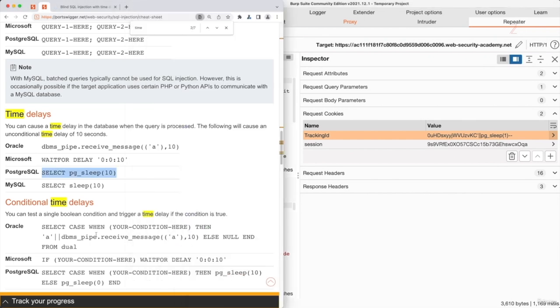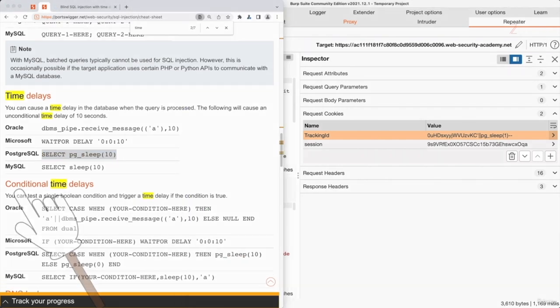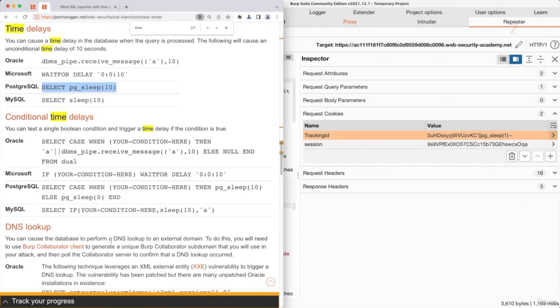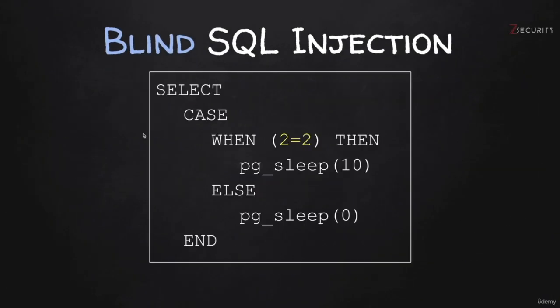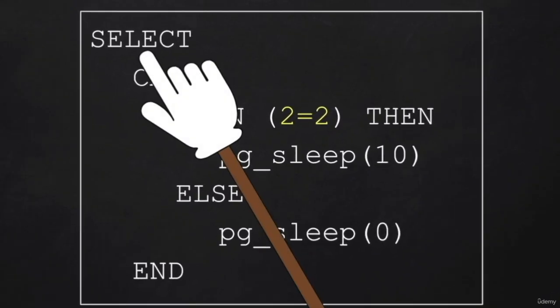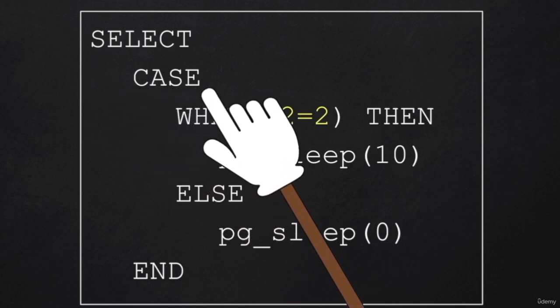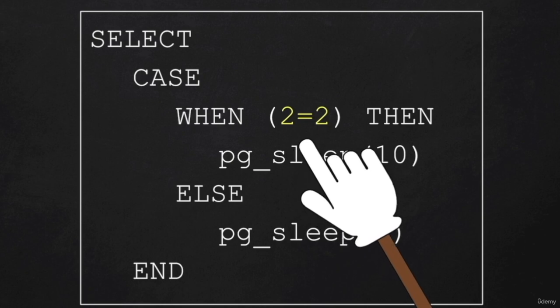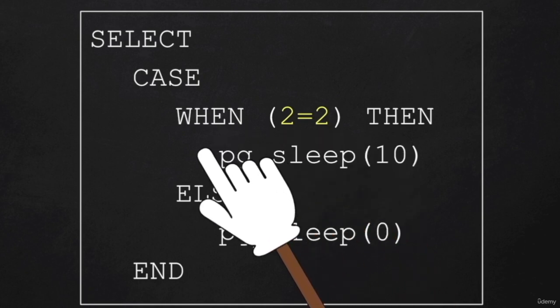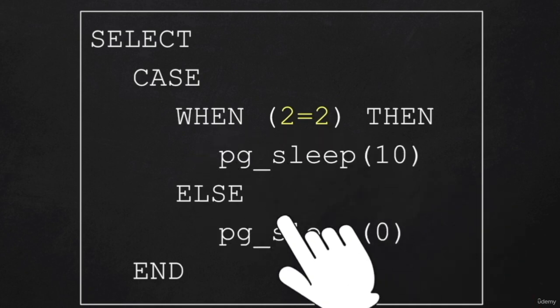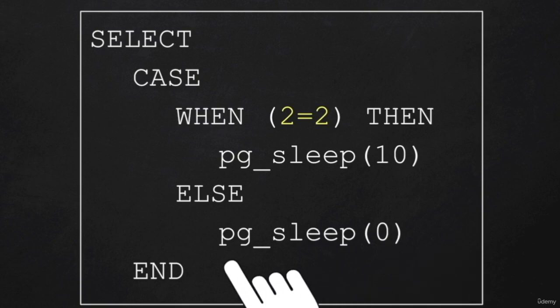So if you go here to the cheat sheet, you can see that we have conditional time delays. And again, you have a different statement for each database engine. And let me explain to you how we can use these conditional time delays to extract data from the database. So we're basically doing a select statement, and we're going to use a case statement. And what we're saying is, when a certain condition is true, then I want you to sleep for 10 seconds. Otherwise, do not sleep at all. And that would be the end of it.